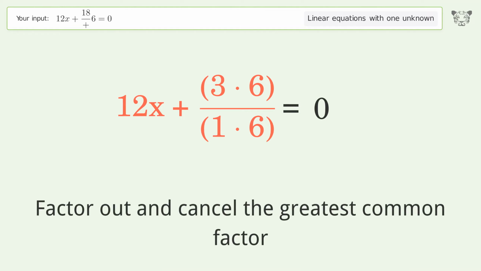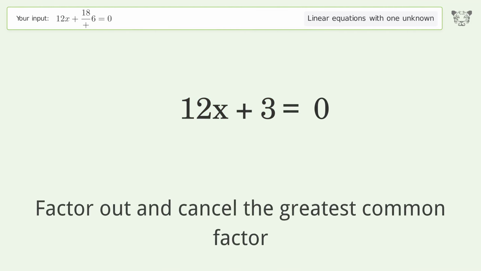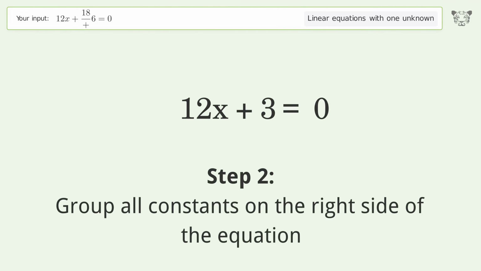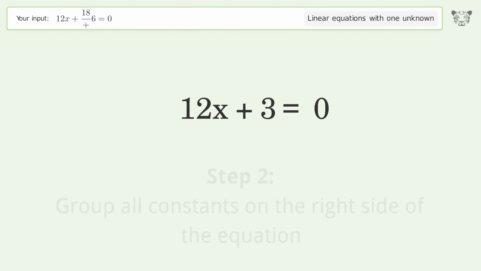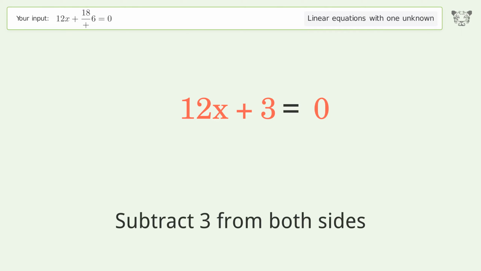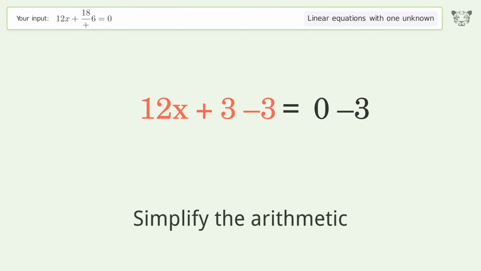Factor out and cancel the greatest common factor. Group all constants on the right side of the equation. Subtract 3 from both sides. Simplify the arithmetic.